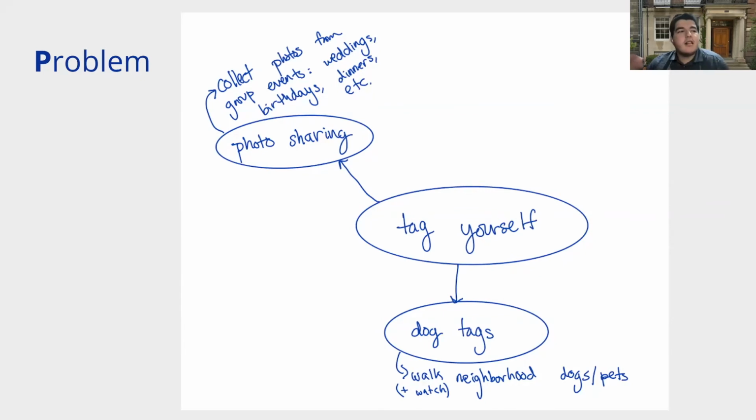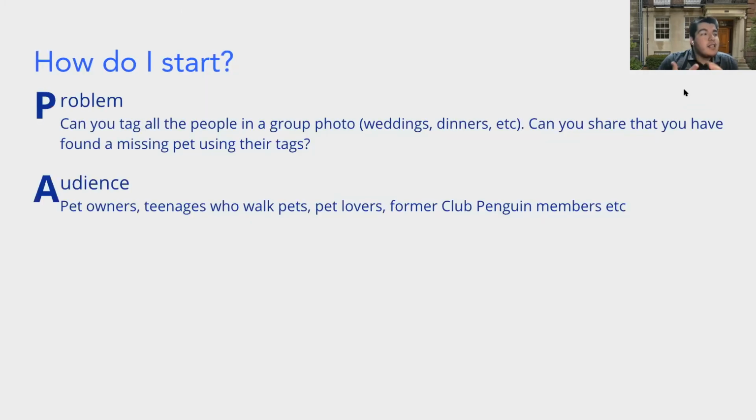Or if you want to take it in the approach of dog tags, you're walking your neighborhood dogs or pets, or taking care of them, something around that idea. So that's the first step of this ideation process. And the next one is we go into the audience, right? Like who's our target audience, or who would use it? So let's say we go the pet route.